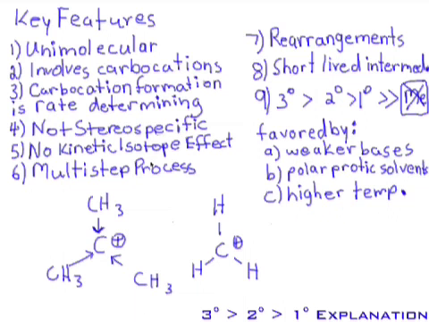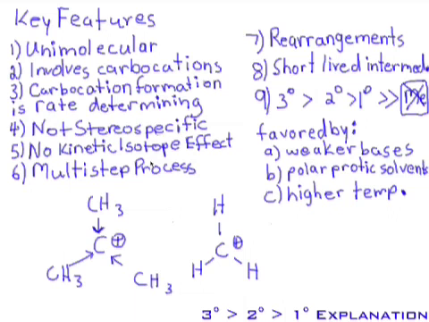Overall, the reactions are favored by weaker bases. Weaker bases simply allow time before base attack occurs. Time for step 1, the slow step, ionization, to occur. Polar protic solvents help solubilize the ions that form, again favoring the first step, ionization. And higher temperatures are typical of elimination reactions. And when I say higher, it's compared to substitution mechanisms.